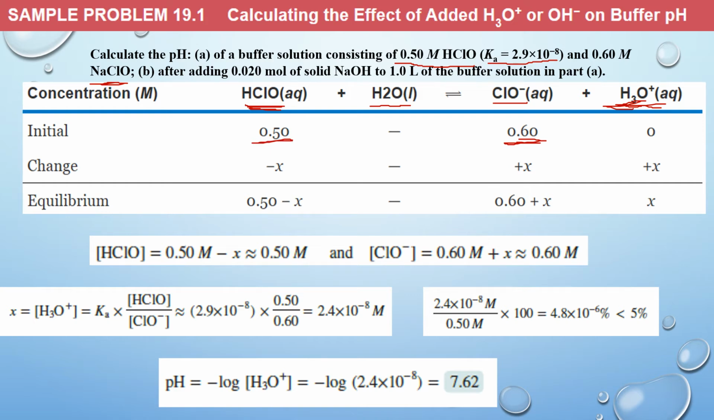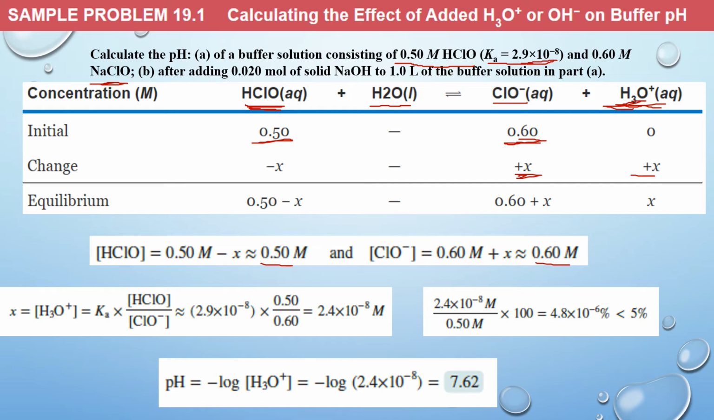We can use X to indicate the change, again with the coefficient equal to 1. For the product, we have positive X, and for the reactant, we have negative X. Because this Ka value is very small, compared to 0.5 or 0.6, the magnitude of this X is negligible. So instead of using 0.5 minus X or 0.6 plus X, we just use 0.5 and 0.6 in our calculation.